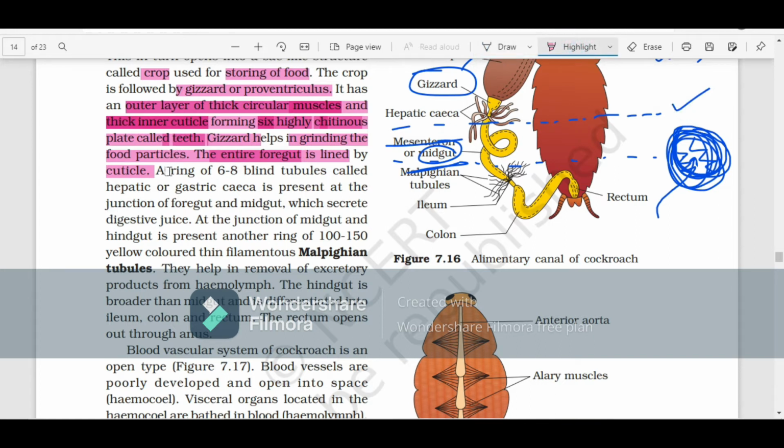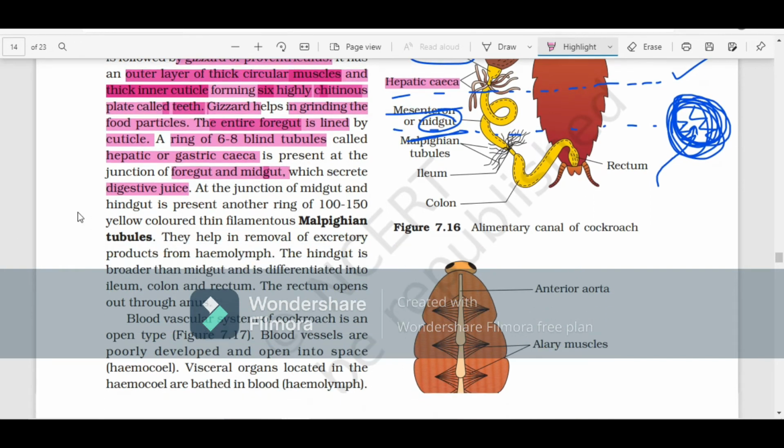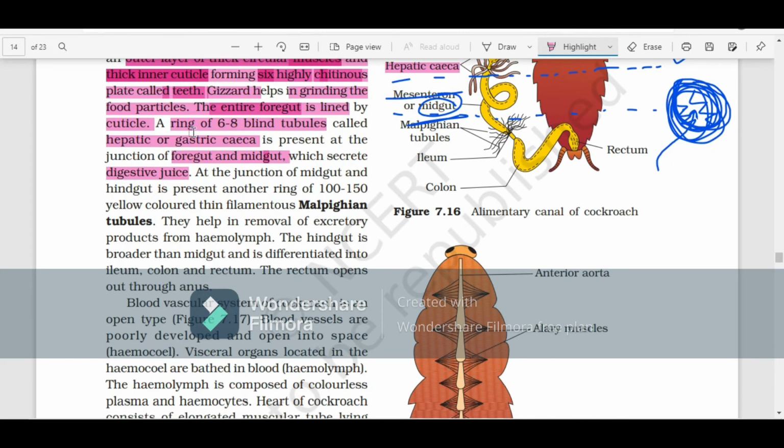Okay. Now a ring of 6 to 8 blind tubules called the hepatic or gastric caeca is present in the junction of foregut and midgut. Likewise, at the junction of midgut and hindgut, you'll find Malpighian tubules. So firstly, hepatic caeca secrete the digestive juices, and at the junction of midgut and hindgut, you can find these numbers, which are important: 6 to 8, 100 to 150. Yellow colored, thin filamentous structures, Malpighian tubules.